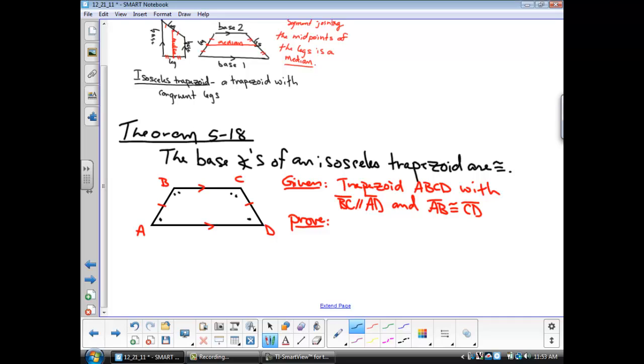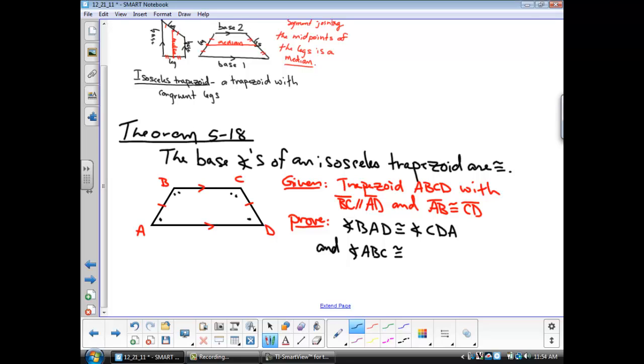So what we are proving is that angle A is congruent to angle D, and also angle B is congruent to angle C. To name these angles though, because I know I'm going to be drawing the transversals, I'm going to name them angle BAD and angle CDA, and angle ABC congruent to angle BCD.